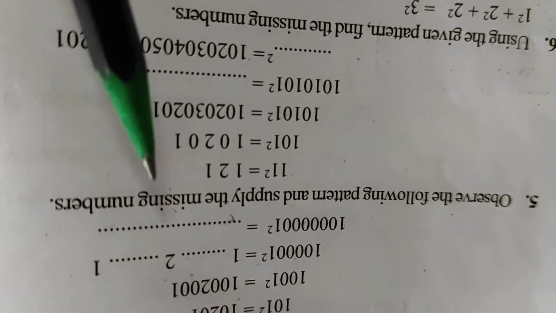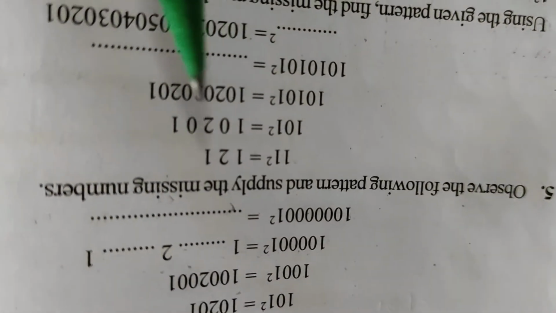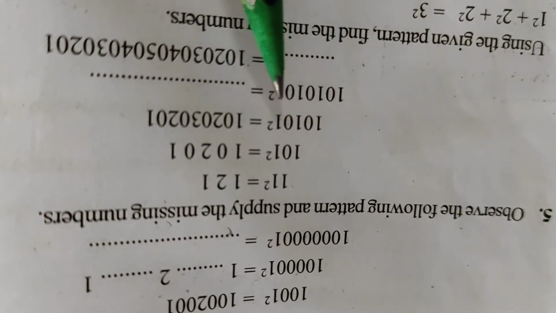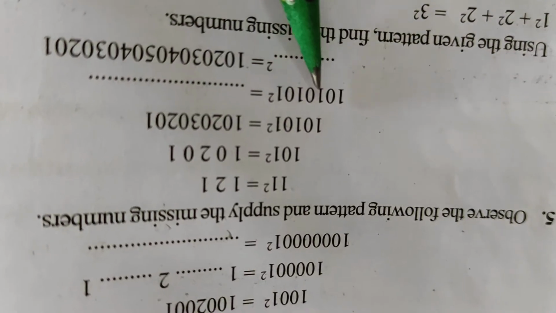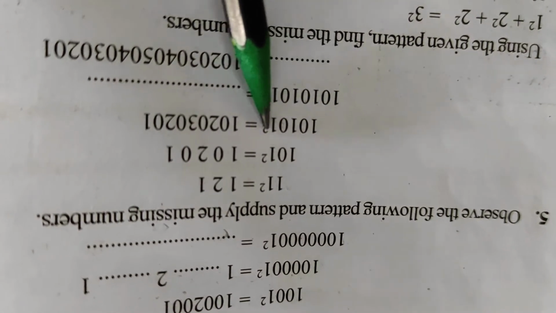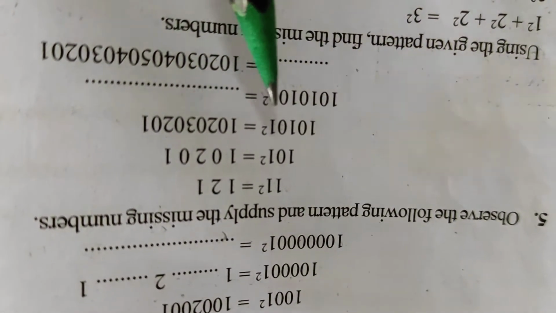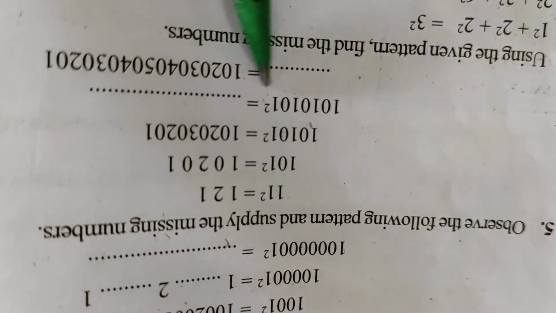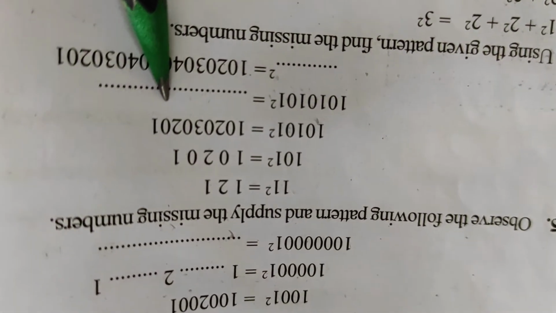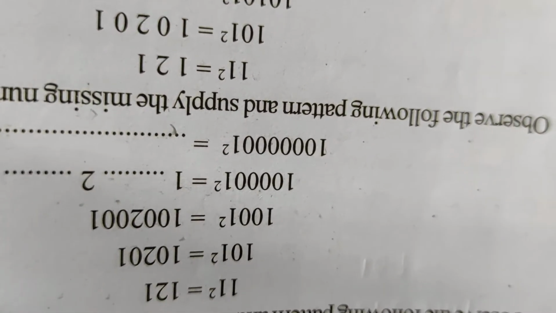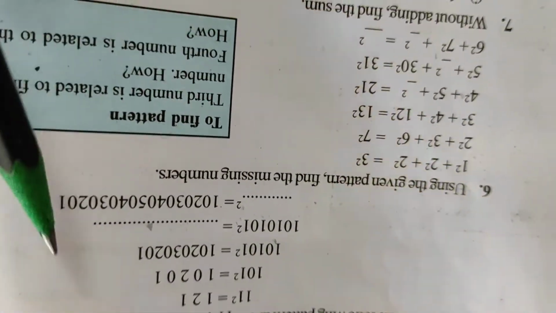Observe the following pattern and supply the missing numbers. Okay. 101 square, then again 1010101 square. 1, 2, 3, 4, 5 digits. 1, 2, 3, 4, 5, 6, 7 digits. So you will write the first 6 digits and then 7 digits. So it will be easy for you. Clear? In the same way, try this question also in the notebook. So it will be easy for you to generate the pattern. So you can solve it yourself also.